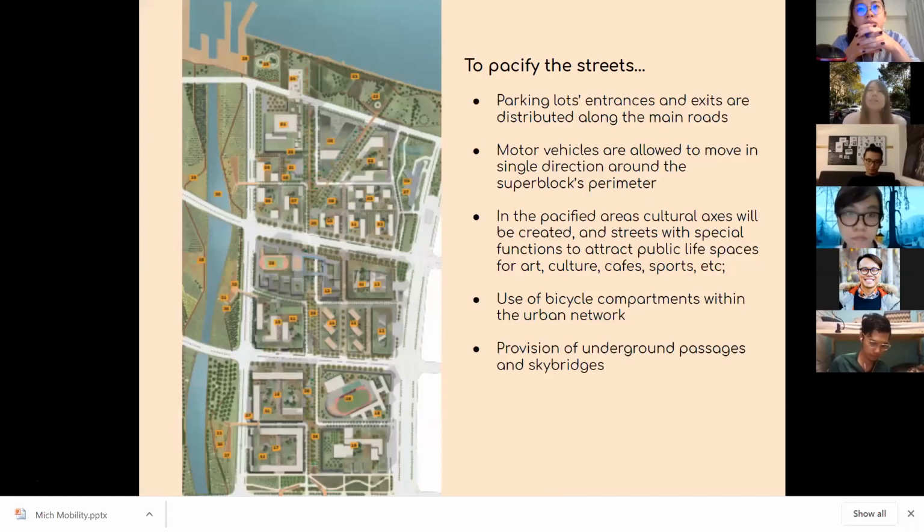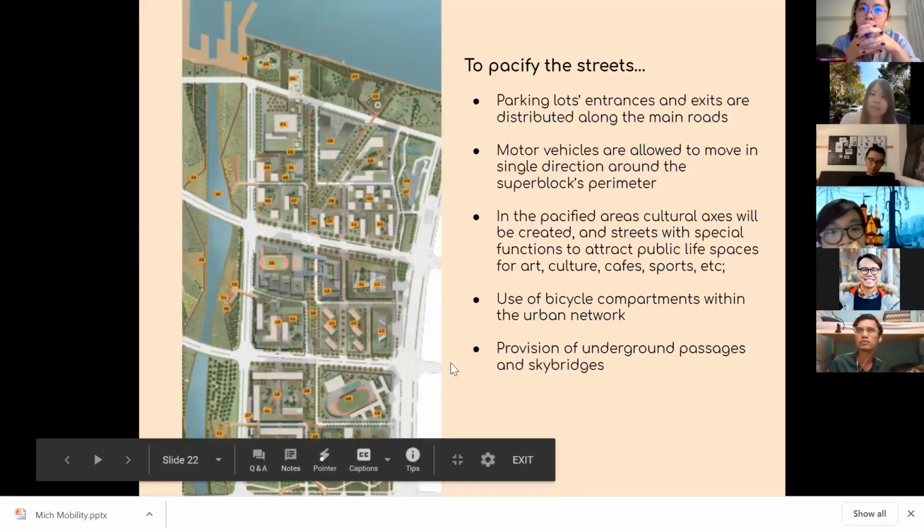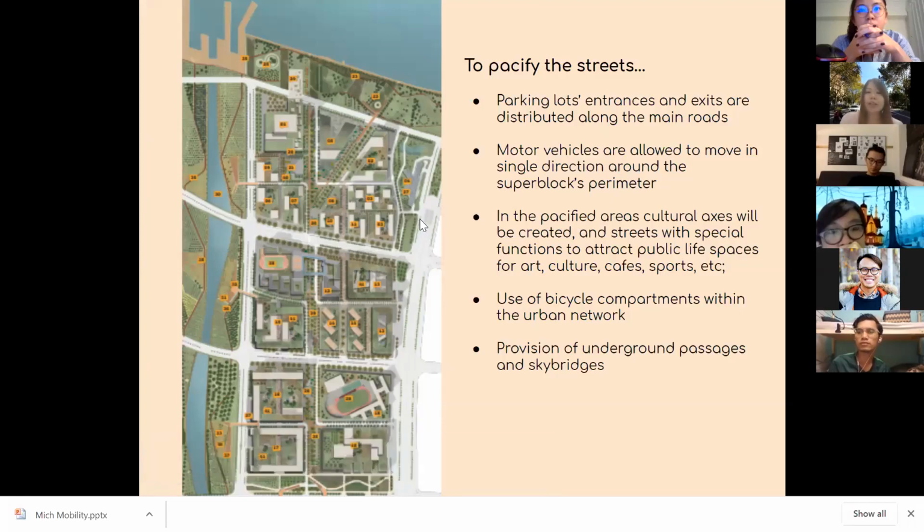So the essence of superblock is to pacify the streets, to slow down the streets. How we achieve that is, first, we maximize our utilization of the underground space. So we move all the parking spaces underground, and the entrances and exits for parking lots will be distributed along the perimeters of the superblocks. So they enter at ground level. And like the superblock in Barcelona, the motor vehicles are only allowed to move in a single direction, and also around the perimeter itself.